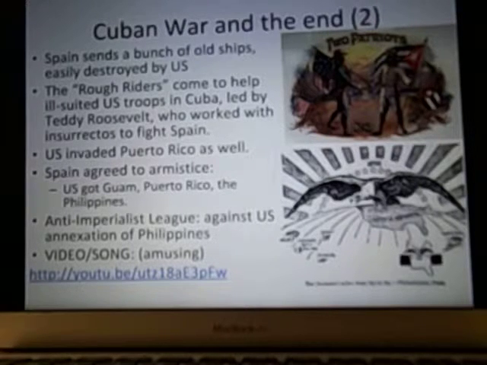During this war, Teddy Roosevelt went with those Rough Riders and personally helped kick the Spanish out of Cuba, and that made him pretty famous.